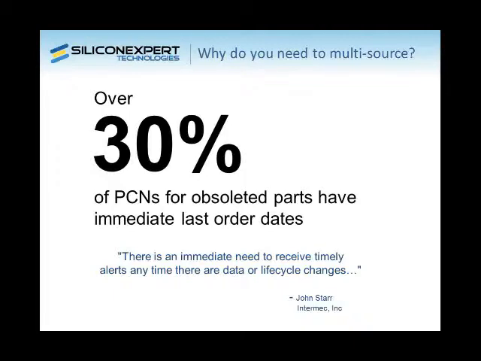So one option, when choosing a cross-reference or a second source, is looking not only at whether that part is active, but also at how long that part will likely stay active. By knowing how long a part will remain active, an estimate that we can provide, that will help you avoid this type of situation where a last time buy is immediate and the whole industry is looking to find parts.